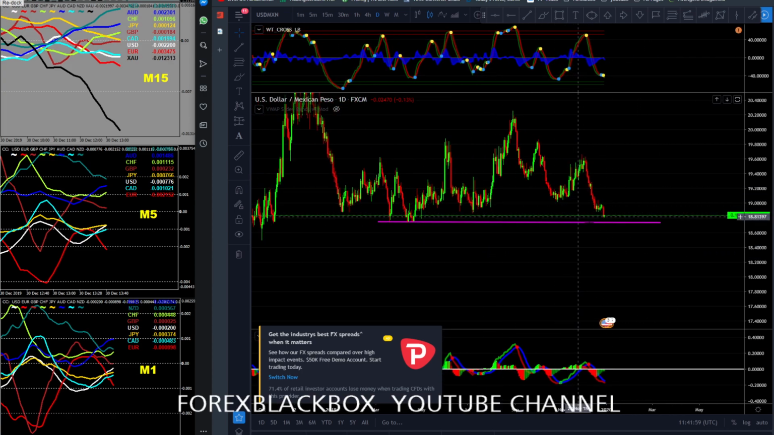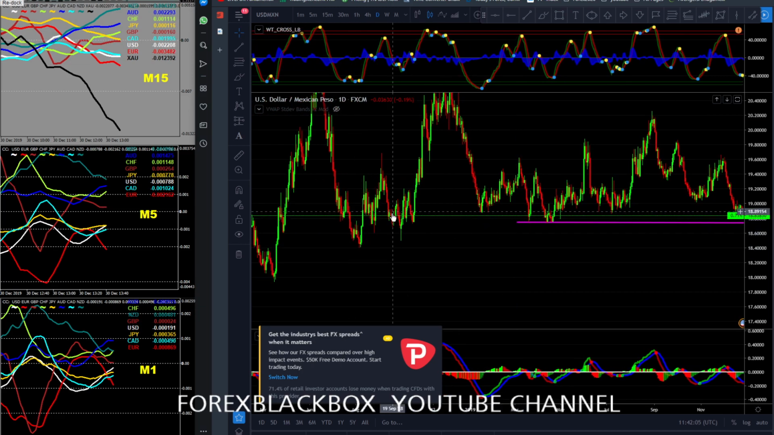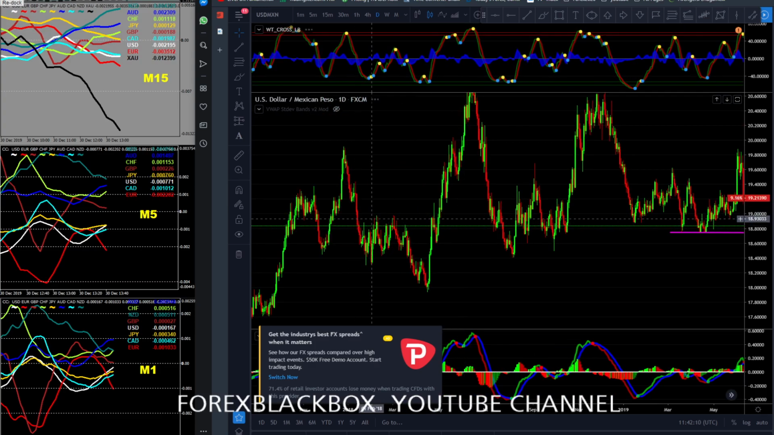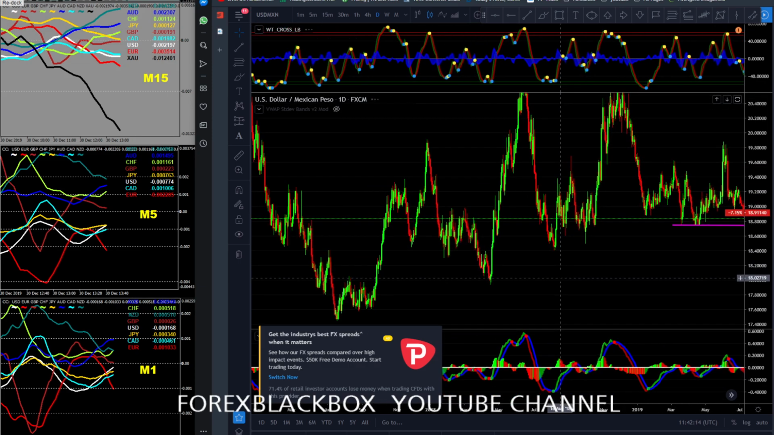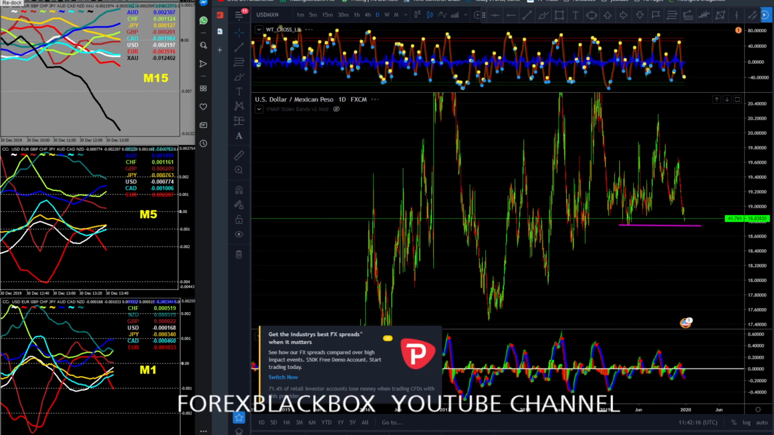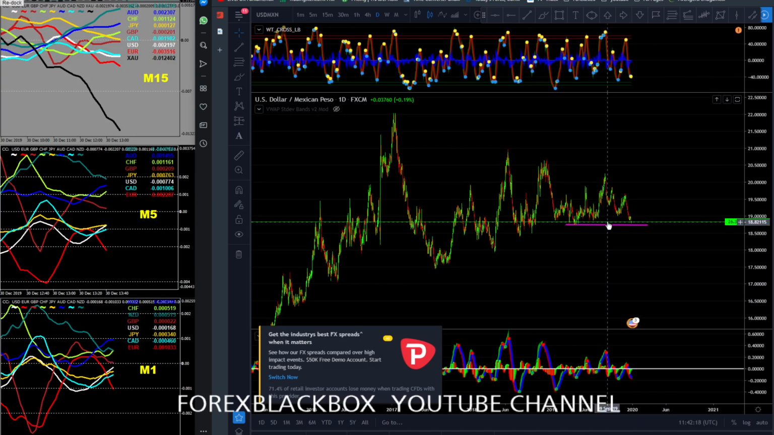There is so much support going on down here. There's a lot of areas suggesting that there could be a lot of buyers around this area. So let me put it in the proper area if we're going to look at it in the future.